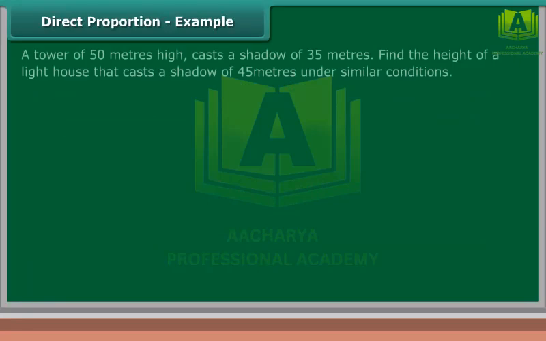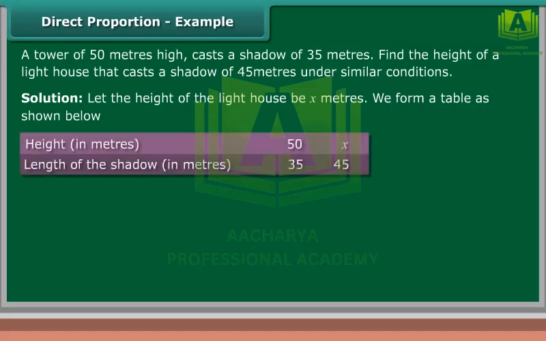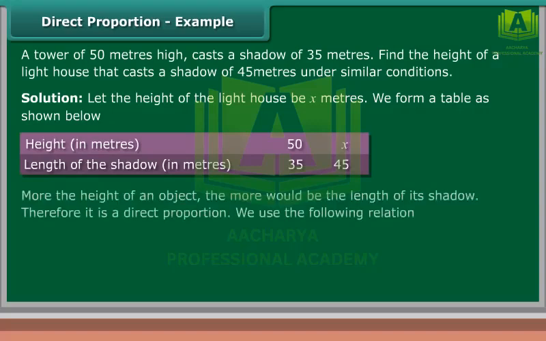Example 2. A tower 50 meters high casts a shadow of 35 meters. Find the height of a lighthouse that casts a shadow of 45 meters under similar conditions. Solution. Let the height of the lighthouse be x meters. We form a table as shown below. The more the height of an object, the more would be the length of its shadow. Therefore, it is a direct proportion. We use the following relation.